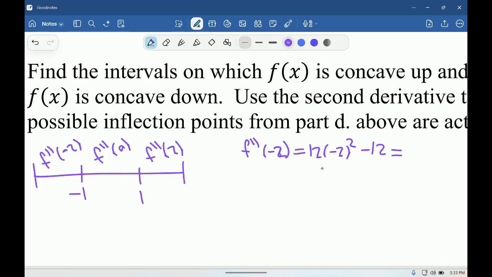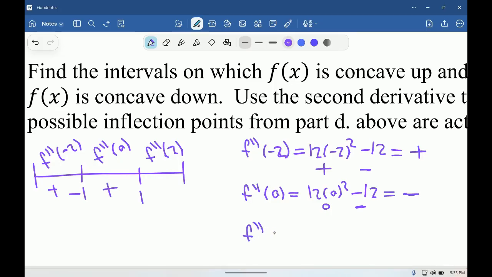It is going to be a bigger positive number than our smaller negative number, so it's going to be positive. f''(0) is 12 times 0 squared minus 12, which is going to be negative. And then our f''(2) is a big positive, small negative, so a positive interval.